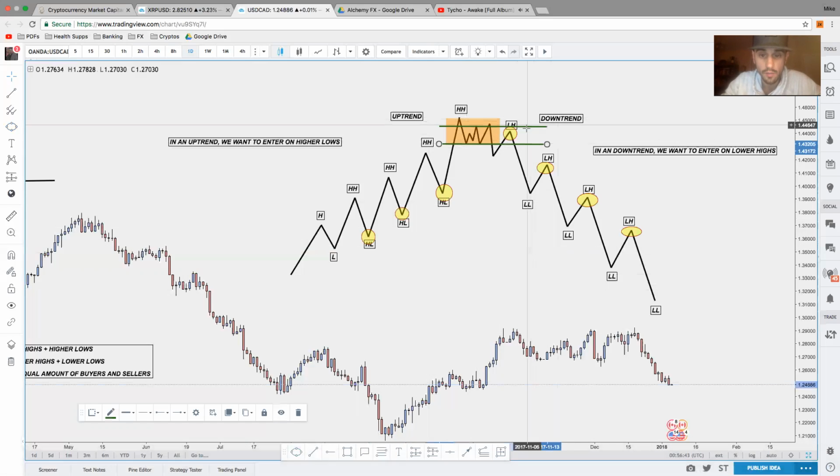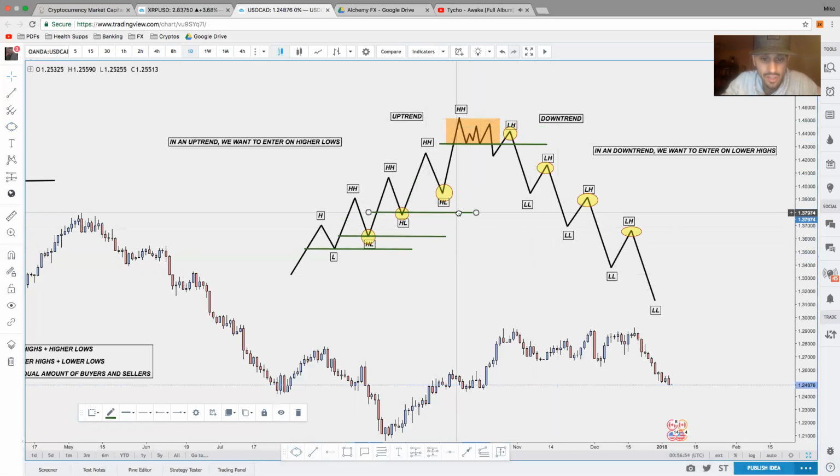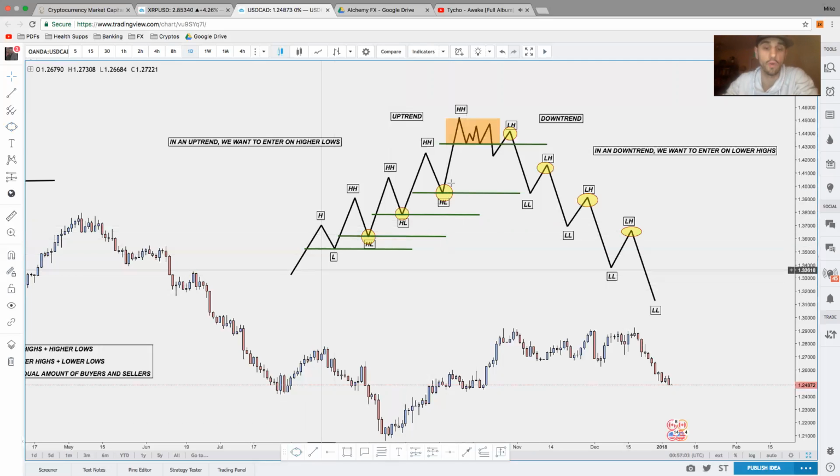Because in this whole uptrend, no support was ever broken. So it was consistently just going up, right? Price never came down and broke the previous level of support. This is a true uptrend.